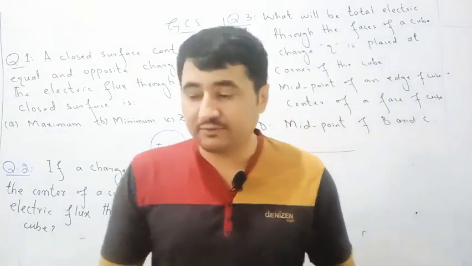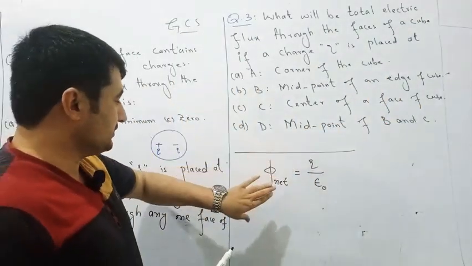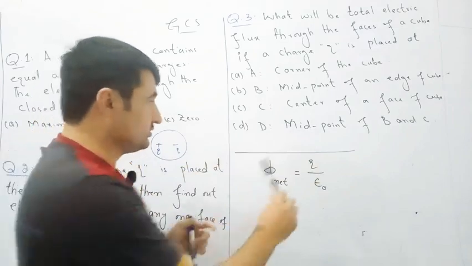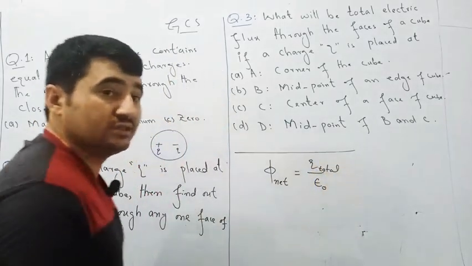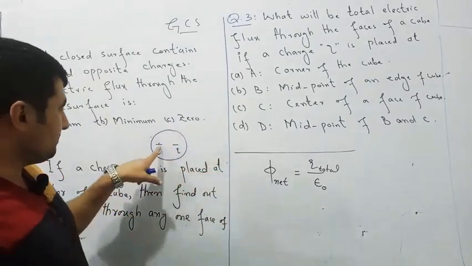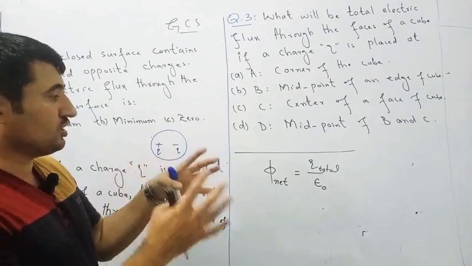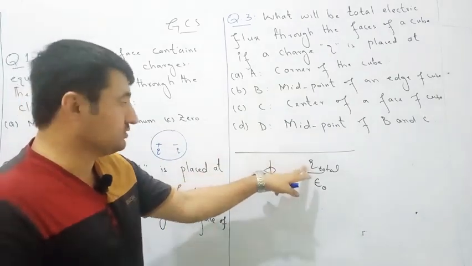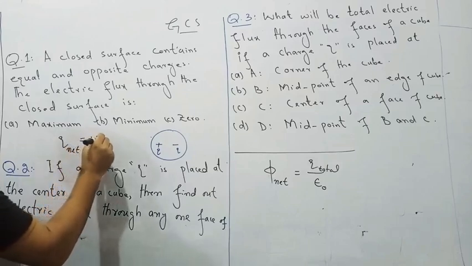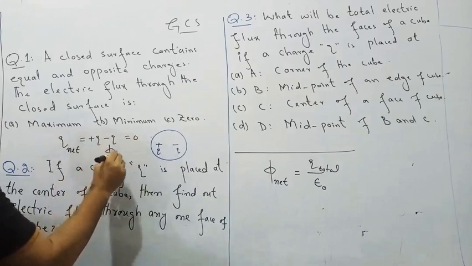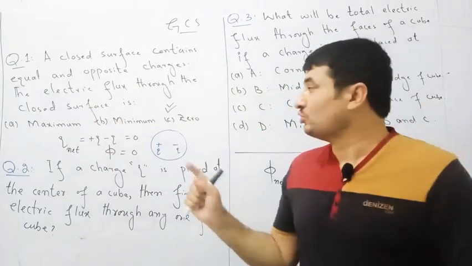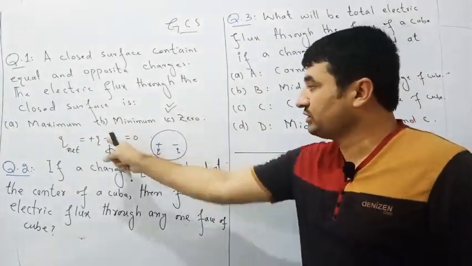The idea is again very simple. Gauss's law says the net electric flux is equal to Q by epsilon naught, where Q is the total charge enclosed in the surface. So what would be the answer? That's very easy. The charge enclosed by this surface is plus Q and minus Q, so the total charge enclosed is zero. This means the flux is zero. So the correct option is zero. The net flux would be zero in case of two equal and opposite charges.